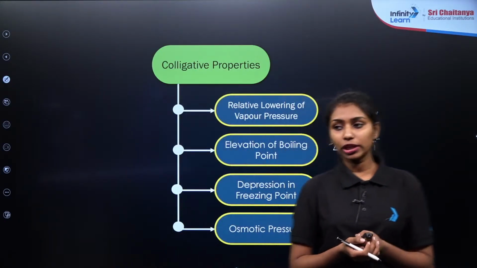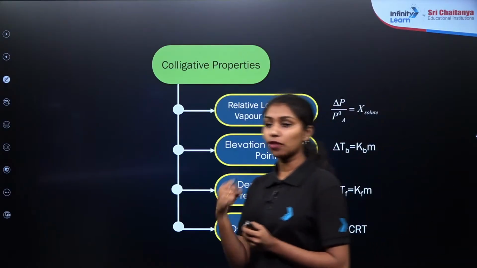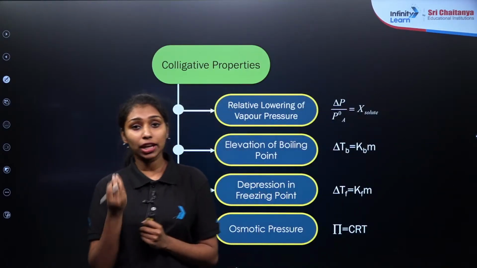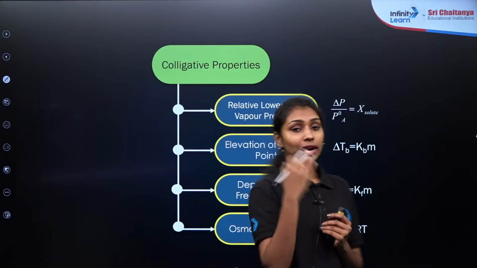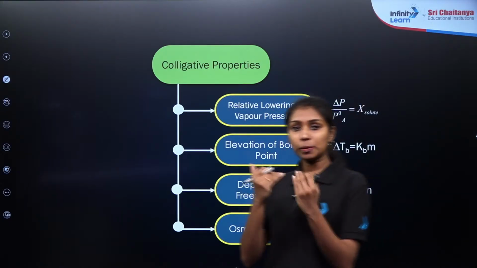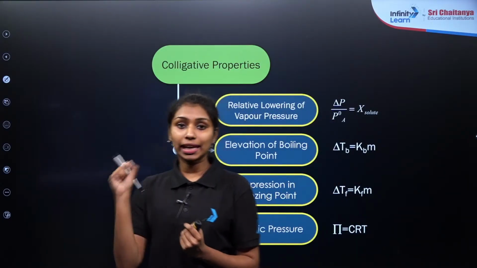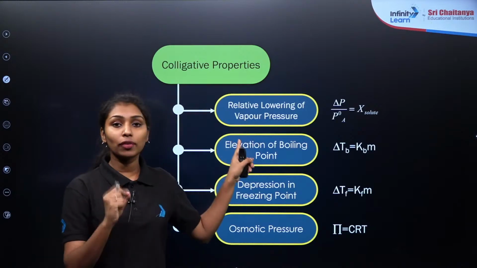First one, relative lowering of vapor pressure, right? For example, if you are adding any non-volatile solute to the solution, what will happen to their vapor pressure? Vapor pressure decreases, right? So that particular colligative property is named the relative lowering of vapor pressure.